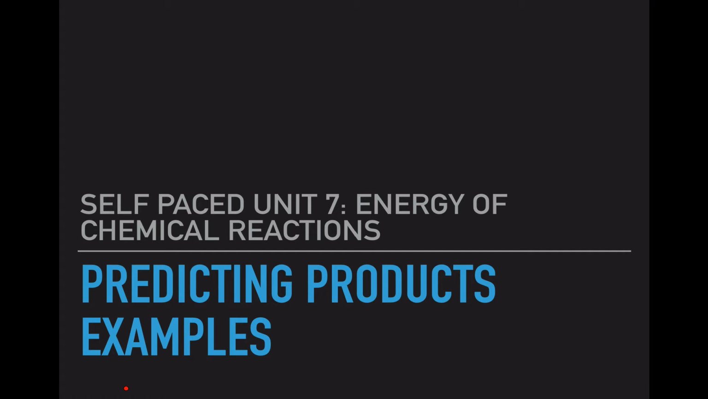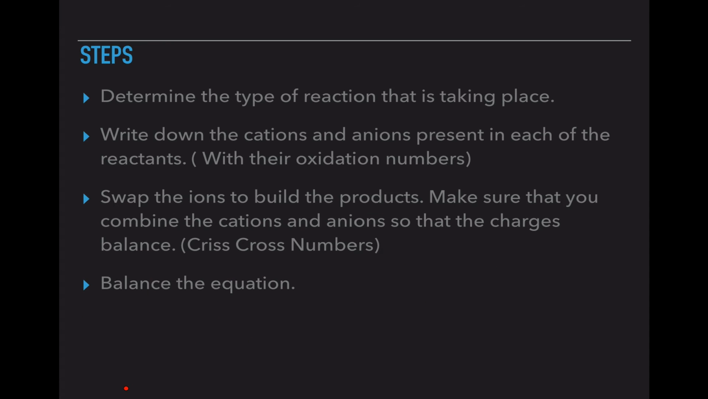Hey guys! So here we are with a couple extra examples of predicting products. Just a reminder, here are the steps that we're going to go through. Determine the type of reaction that's taking place. That's going to give us a hint of what the after the arrow stuff should look like.